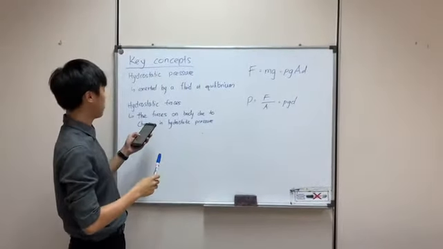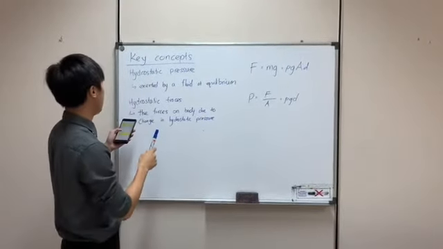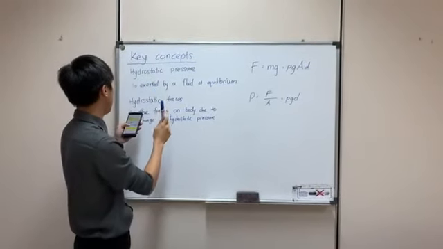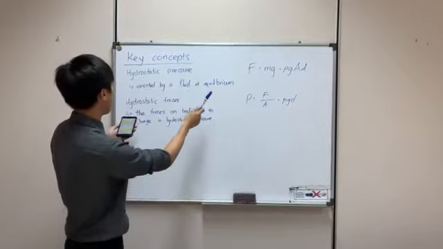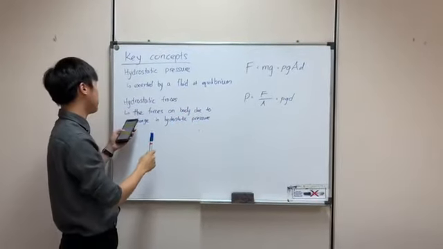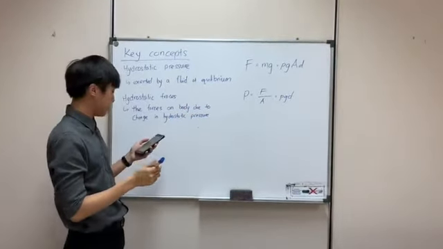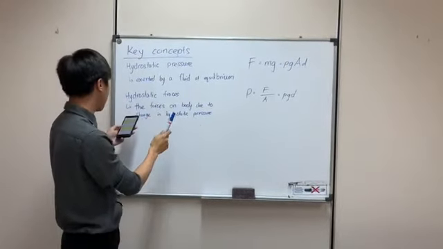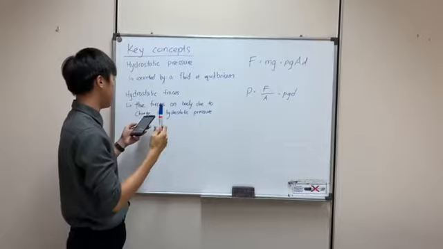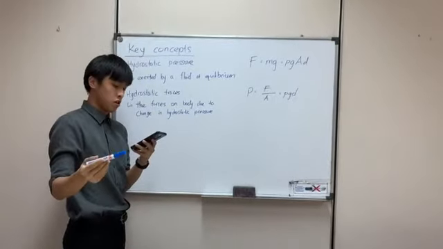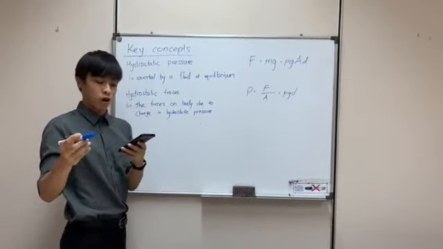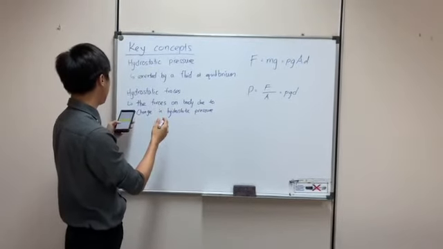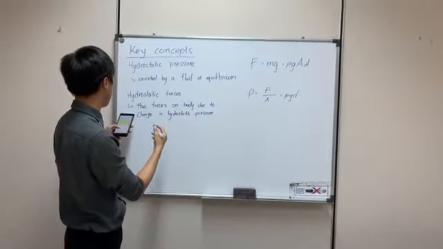For the key concepts, hydrostatic pressure is the pressure that is exerted by a fluid at equilibrium at a given point within the fluid due to the force of gravity. And second, hydrostatic force is the force on a body due to change in hydrostatic pressure on the wetted surface of the body as it moves from its equilibrium position.